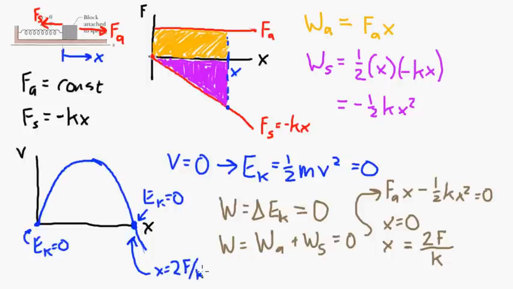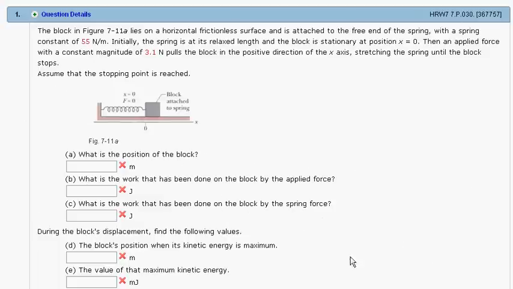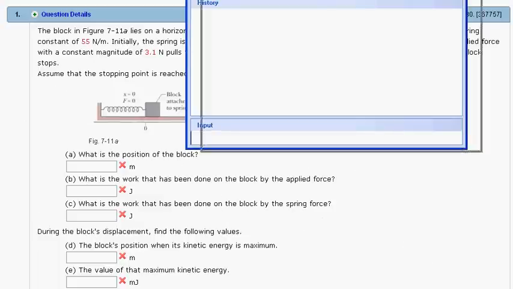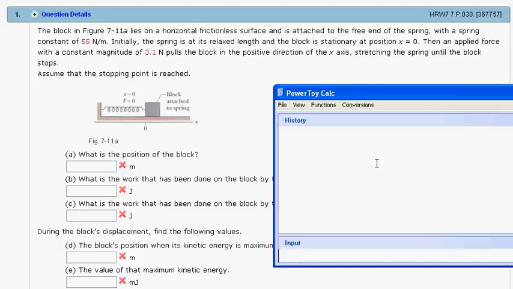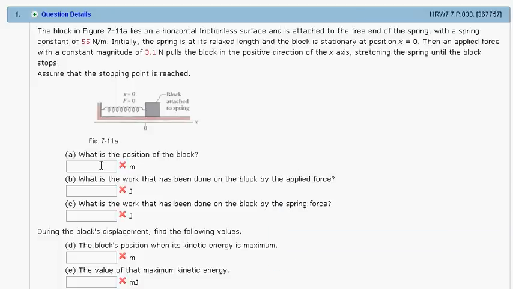So I just need to plug that into my calculator and see if that comes out right. Okay, so the applied force is 3.1 newtons, 2 times 3.1 newtons, divided by the constant being 55 newtons per meter. So 0.113 meters should be my answer. Let's keep our fingers crossed and hope that the WebAssign gods smile on us, and they do.